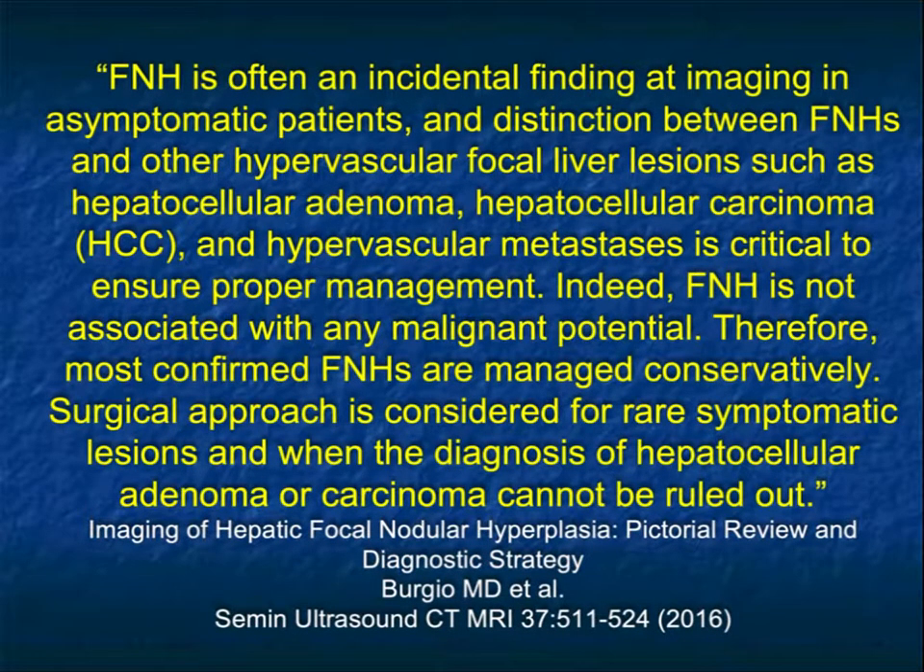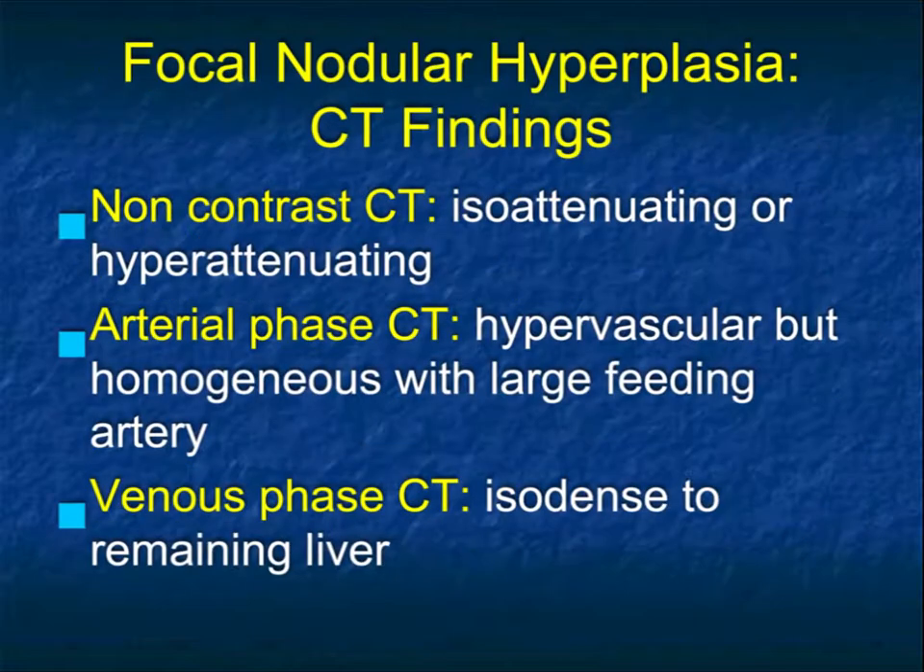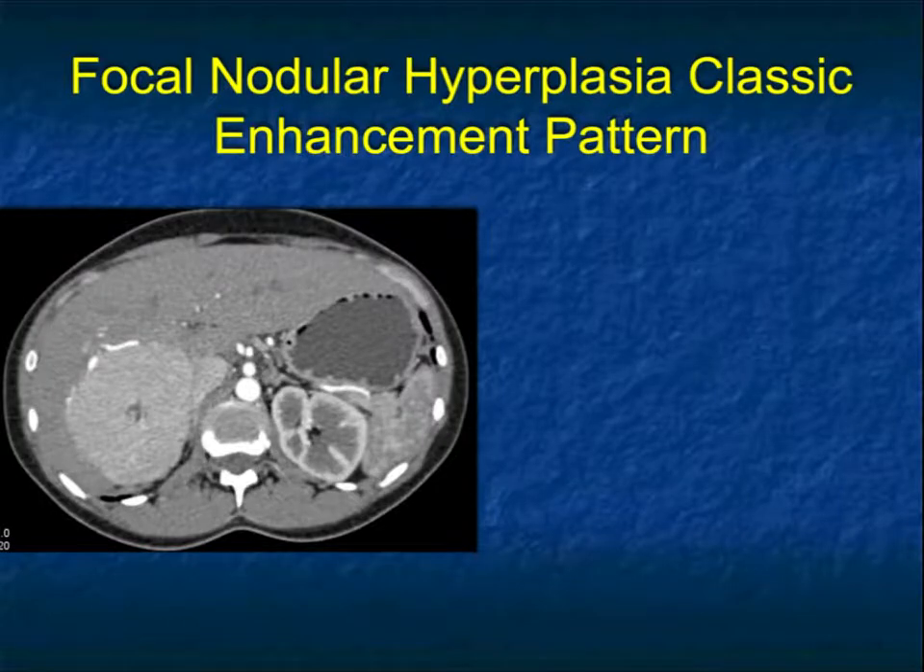If you knew it was what it was, you could just leave it alone. Now, in terms of CT findings: non-contrast, isoattenuating or hyperattenuating; arterial phase hypervascular, but only as bright as the IVC; often will have a large central feeding vessel. On venous phase or a bit later, it can become isodense to the liver.